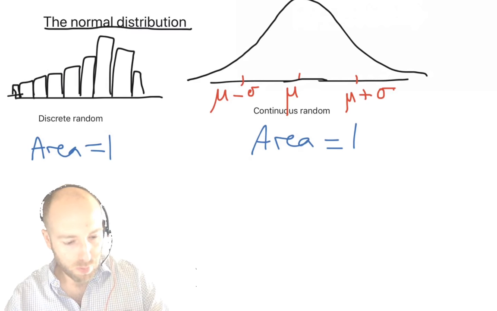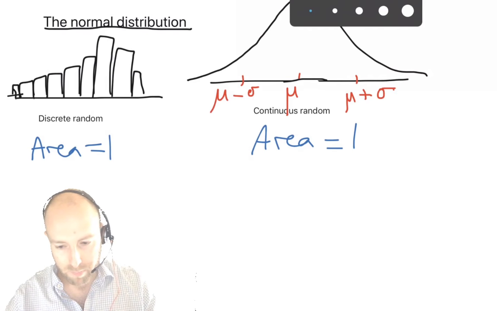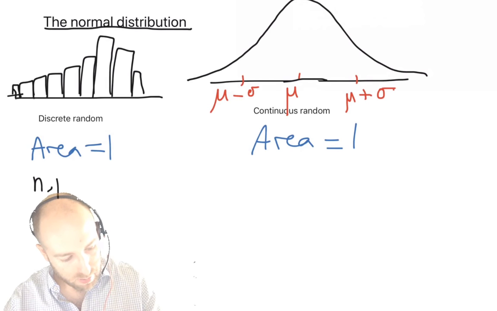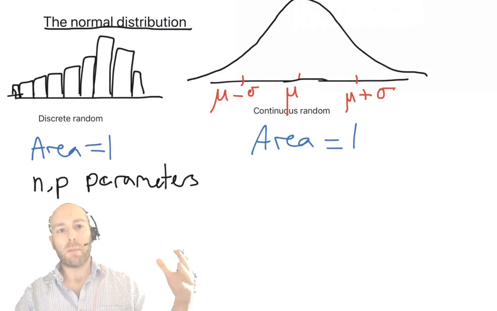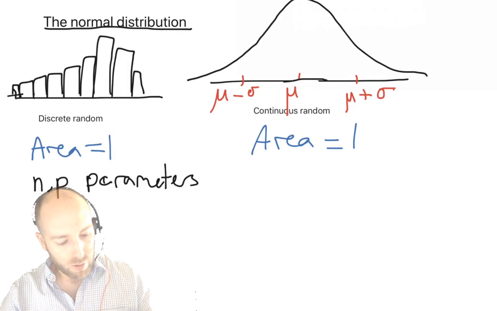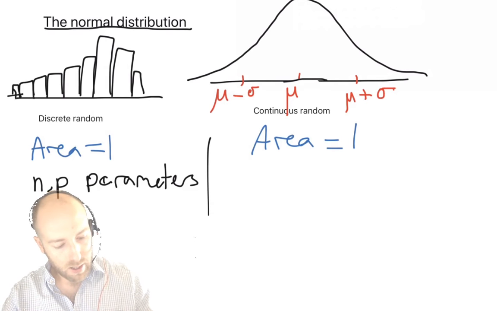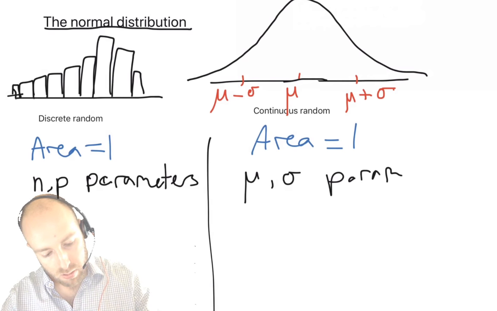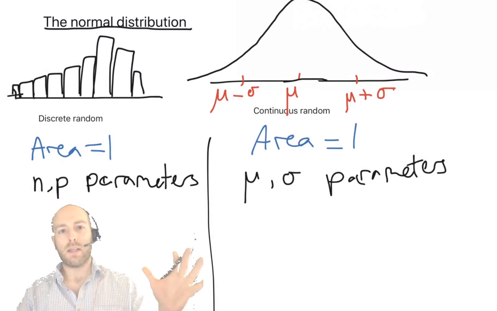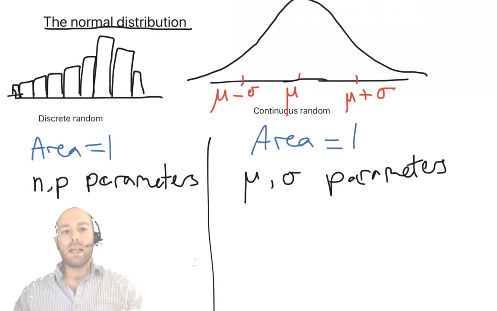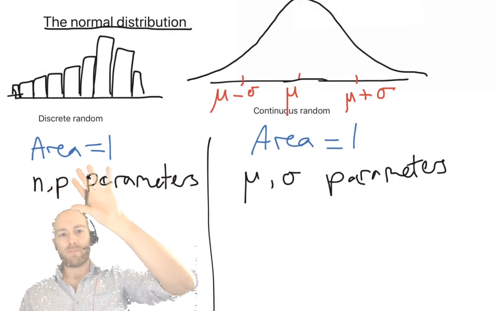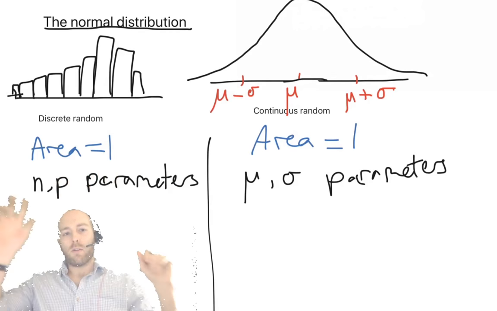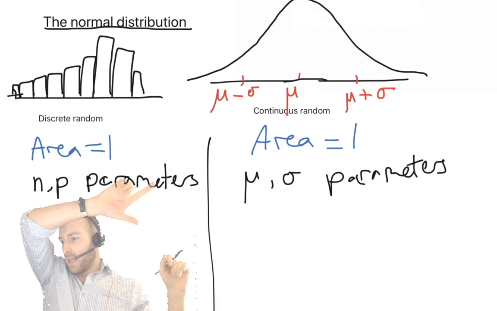And we have two parameters for each distribution. So for the discrete distribution, for the binomial distribution, we have n and p as our parameters. N being the number of trials and p being the probability of success. And for the normal distribution, we have mu and sigma as our parameters. Mu being the mean and sigma being the standard deviation. So for one we're talking about how the number of trials are distributed, and for the other we're talking about how a population of data is distributed.